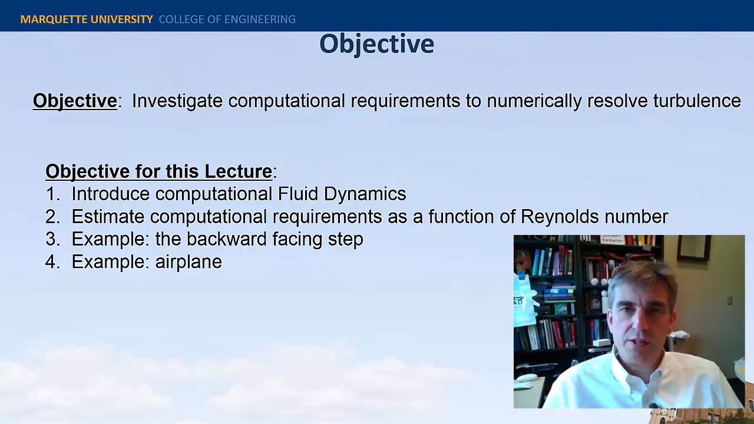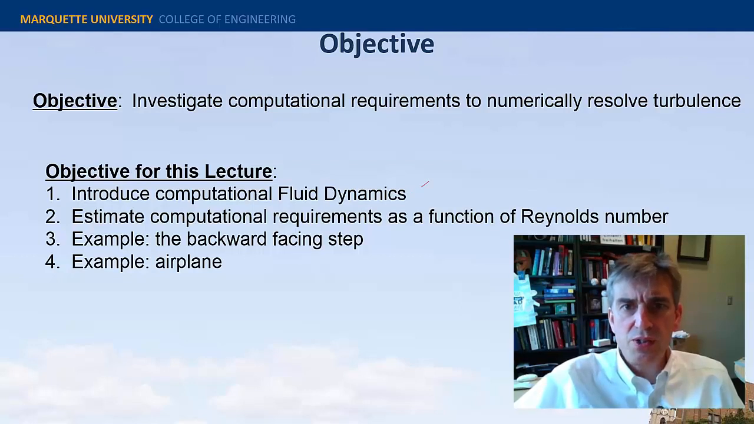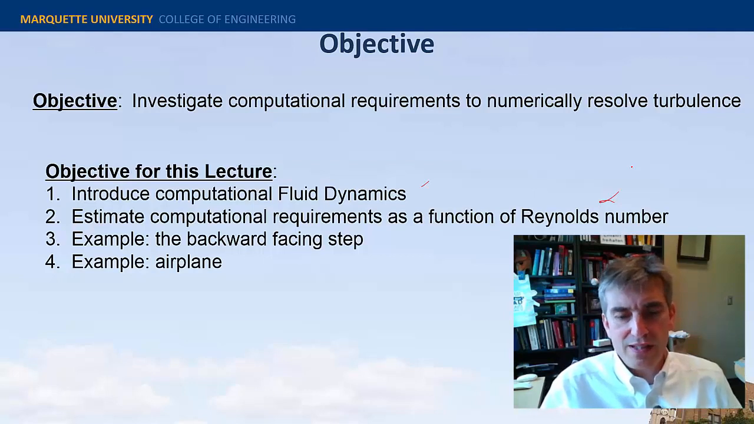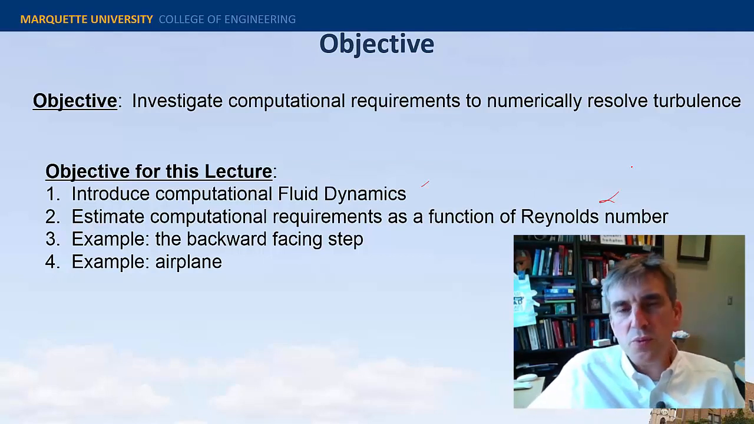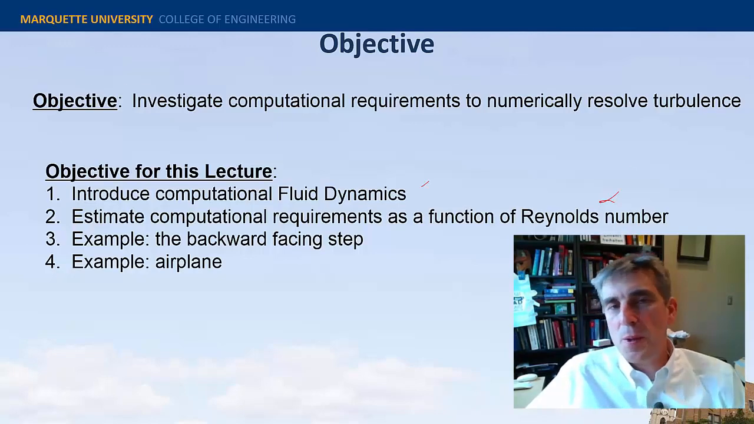What is the computational requirement? To do that, what would it look like in a CFD situation? So we're introducing fluid dynamics in this context. We're going to estimate the computational requirement as a function of Reynolds number, and I'm going to apply it to an example, the backward-facing step, which is a canonical problem in and of itself. And then we're going to look at what it would be like for a more interesting problem like flow over an airplane or even pipe flow.